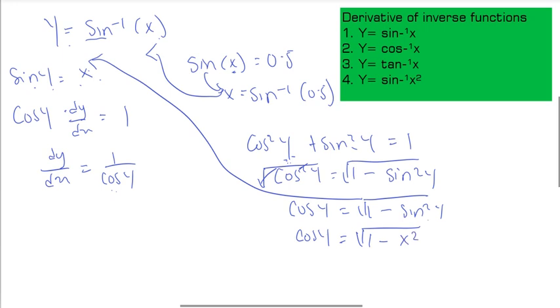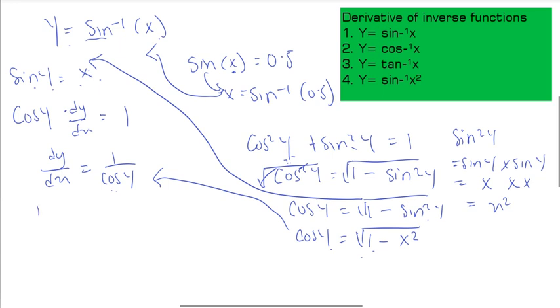1 minus x squared, because here we have sine square y, which is basically sine y times sine y. Since sine y is x, we have x times x, which is x squared. So cos y is equal to root 1 minus x squared, and we can put it here. So now we have dy over dx is equal to 1 over root 1 minus x squared. Very simple. You can see that our answer has x, and it makes more sense than just leaving it as cos y. This is what you will see in the options, and you're good to go.